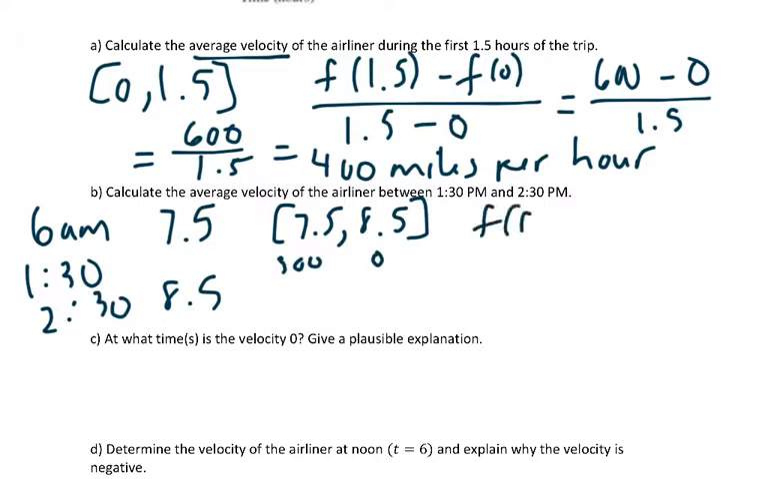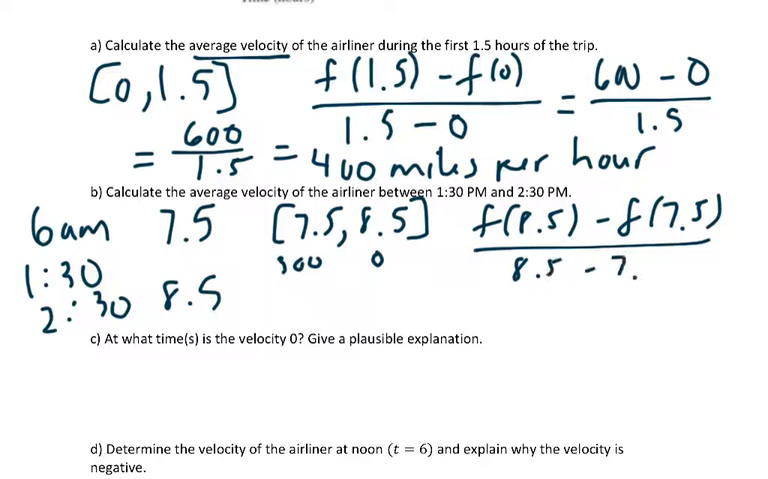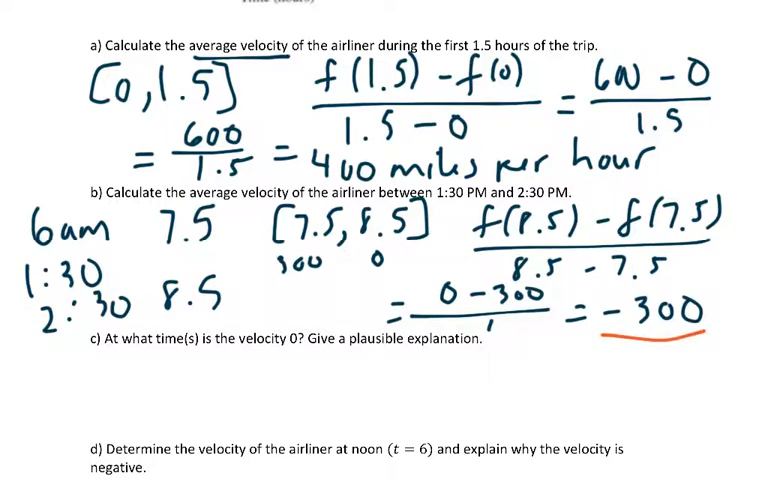So I'm going to do f of 8.5 minus f of 7.5 divided by 8.5 minus 7.5. So I get 0 minus 300 divided by 1, so negative 300. And notice that this is negative. That means that I'm going backwards, like I'm coming back towards Seattle.